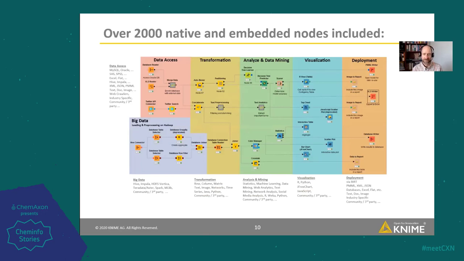If you install KNIME itself, you get a large number of nodes, particularly if you install all of the extensions, you end up with more than 2,000 nodes for reading data in, for doing common transformations. We have a lot of nodes for doing analysis and data mining, some machine learning, visualization, and deployment. We also have a rich set of nodes for working with the Hadoop and Spark ecosystems.